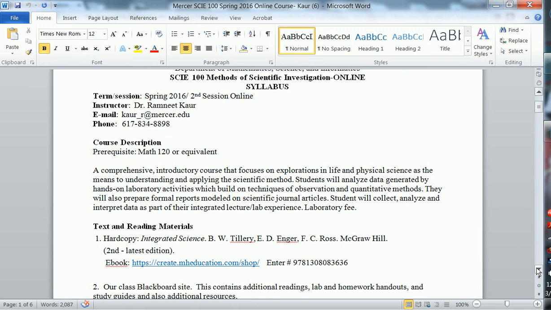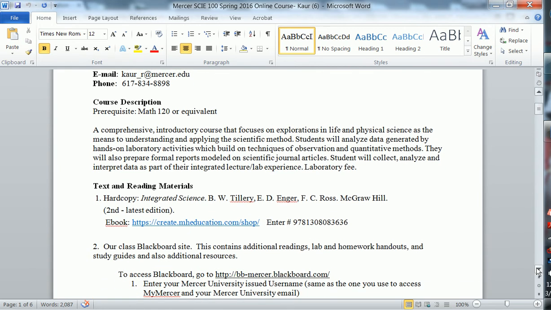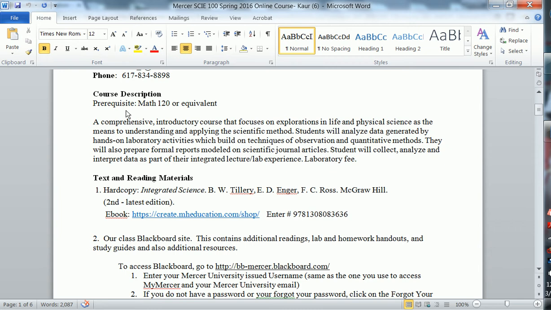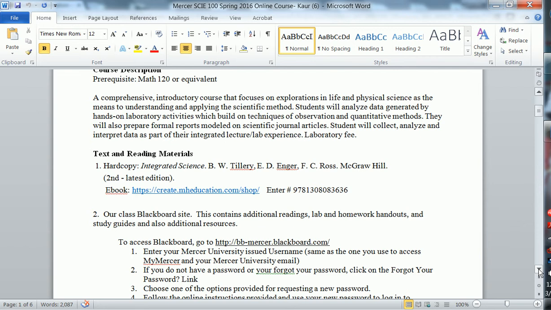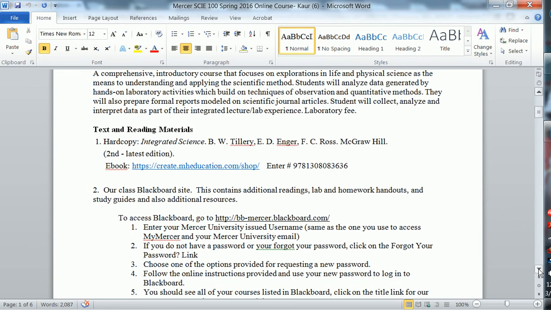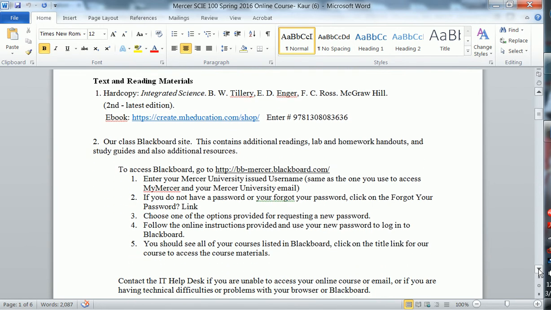Let's start discussing the course description. The very first thing is the prerequisite. To take the course you should have taken Math 120 or equivalent, which basically means you need to have some knowledge of mathematics. The most important thing is the book.